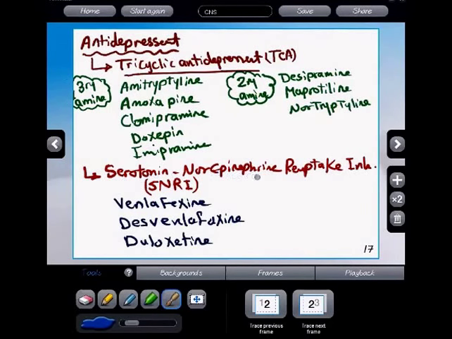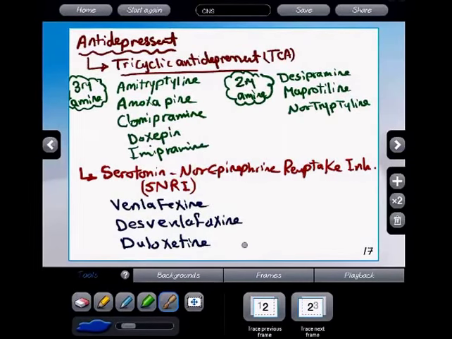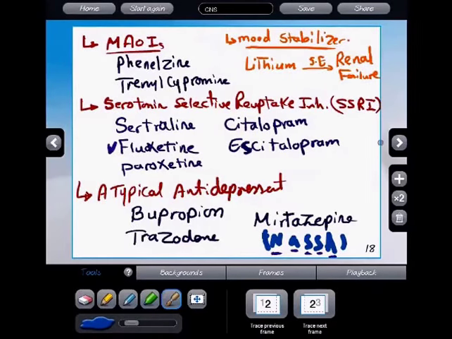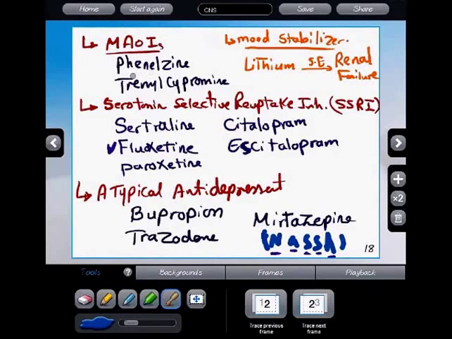Serotonin-norepinephrine reuptake inhibitors look like the tricyclic antidepressants in the mechanism of action, which is SNRI. They have the same mechanism of action, inhibiting the reuptake of norepinephrine and serotonin, like venlafaxine, desvenlafaxine, and duloxetine. It has the same side effect, the anticholinergic side effect and so on. MAO inhibitors are like phenelzine and tranylcypromine.